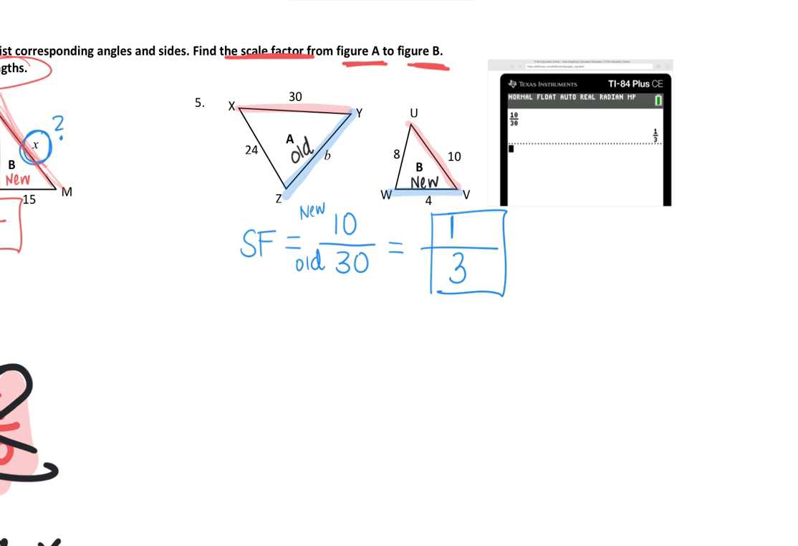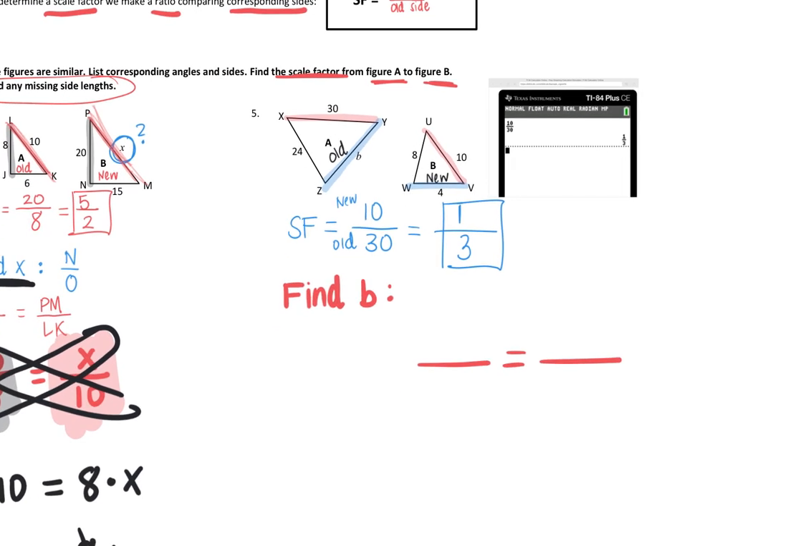All right, and my last part is finding, not x this time, but finding b, that missing side. So it says find b. Sorry, I need to find a color. Find b. This is my steps for finding b. I am going to do my proportions. Okay, so I'm going to do this equals that. So remember, it's always new over old for your proportions.